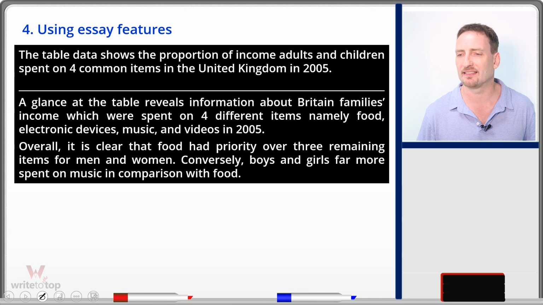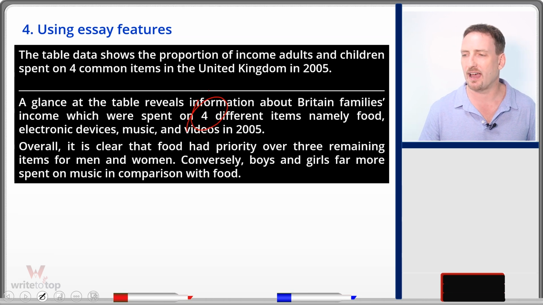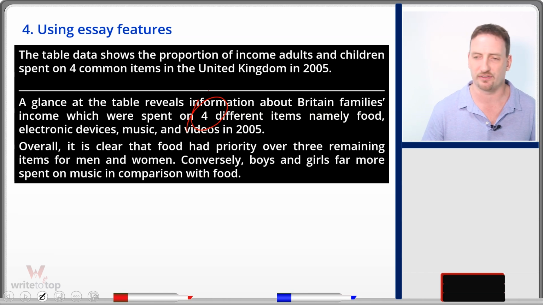"About Britain families' income, which were spent on four different items." Don't use the number 4. Write the word F-O-U-R. "Four different items, namely food, electronic devices, music, and videos in 2005."